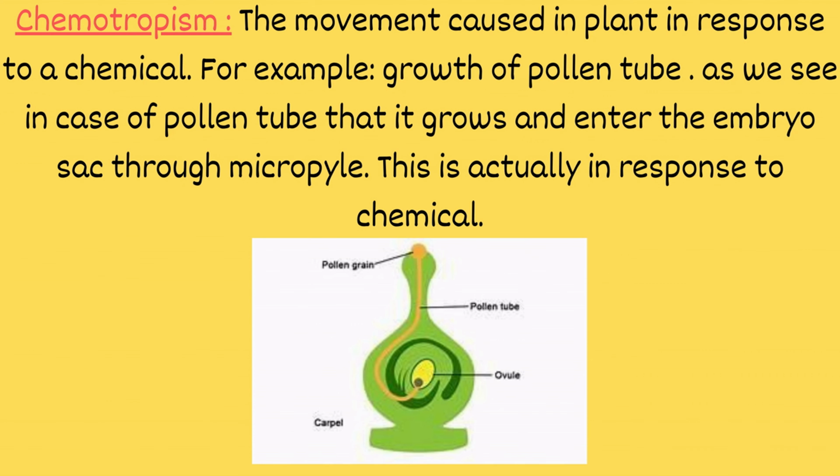Nastic movements are movements that occur not in the direction of the stimulus. For example, it is seen in the touch-me-not plant, Mimosa pudica. The stimulus for it is touch. When the leaves of the touch-me-not plant are touched, they close.